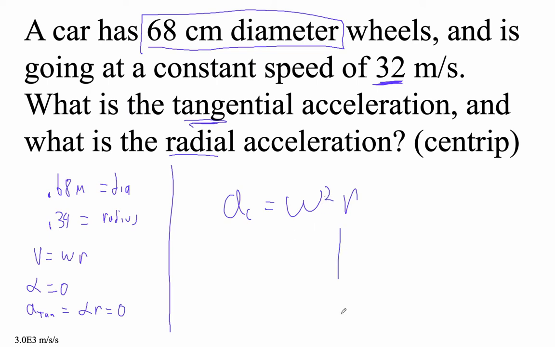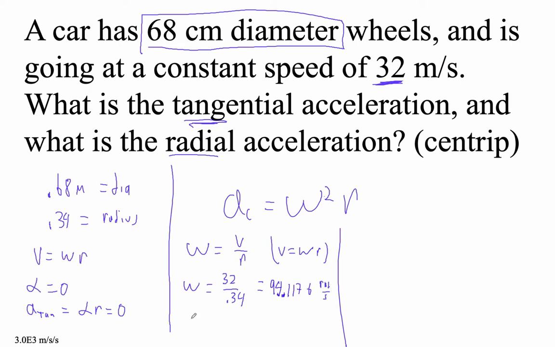Well, there's two ways to do this. I'm going to do it two ways. Ready for this? The first way is let's find the omega. Omega is v over r, because I'm using this relationship: v is omega r. Okay, so omega is 32 divided by 0.34. That's 94.1176, and that's radians per second.